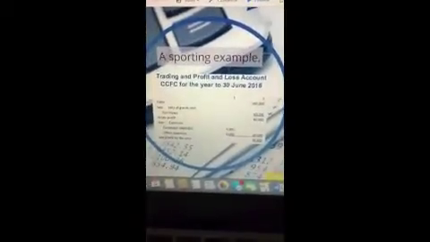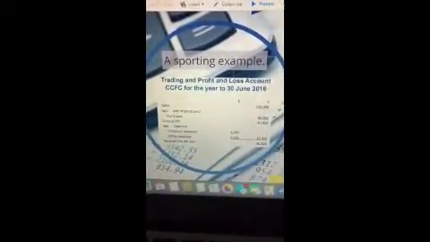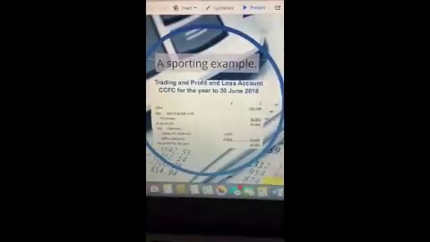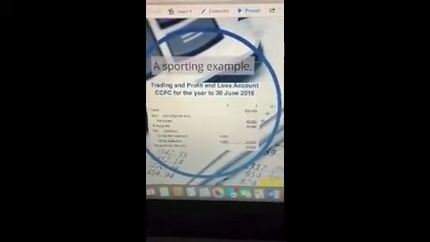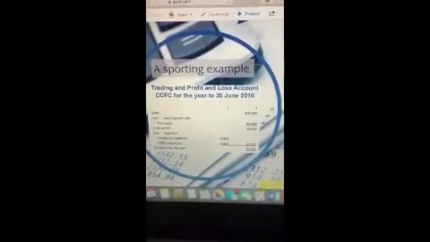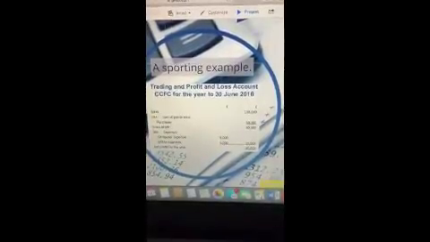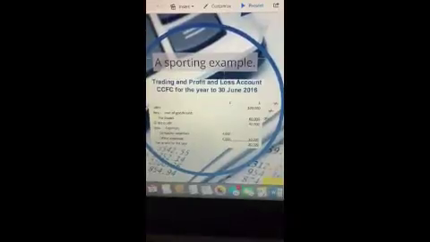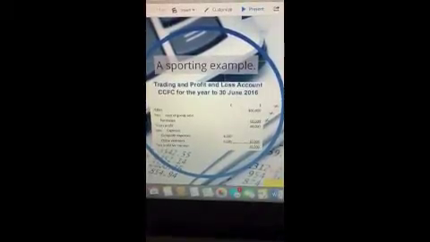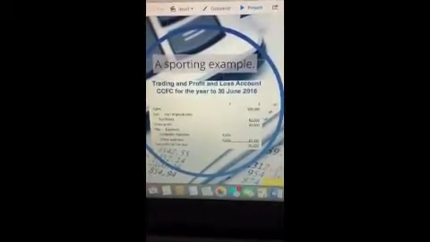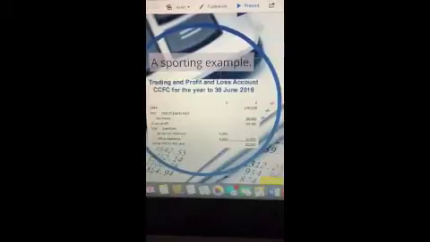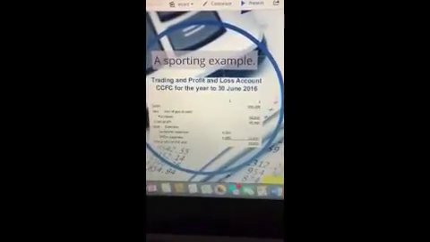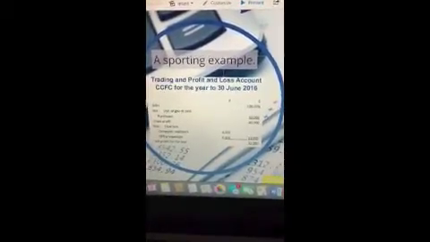Here is a sporting example of the trading and profit and loss account. The trading profit and loss account here includes the figures of the previous financial year for CCFC. So here we have sales of £100,000, cost of goods sold within purchases £60,000, which means the gross profit overall is £40,000. Expenses of £10,000 taken away from that leave you with a net profit of £30,000.